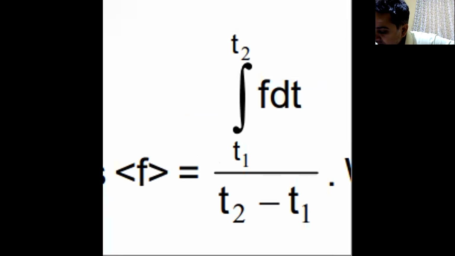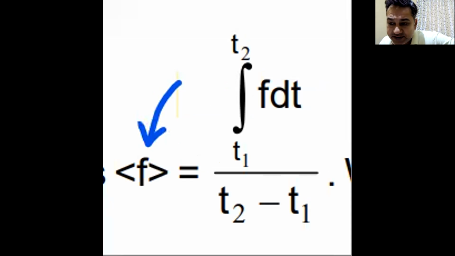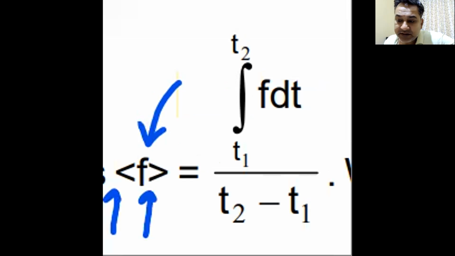F, as you can see here, is the function. Do we understand this? This symbol, the angle bracket symbol, stands for the average value. Do we understand this?